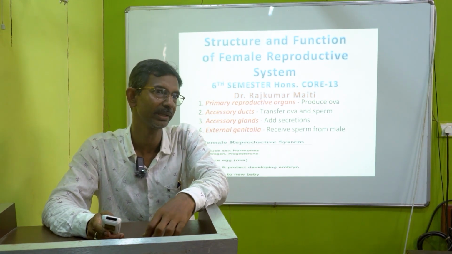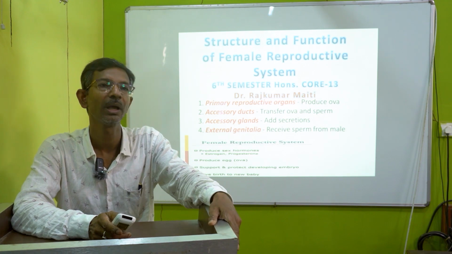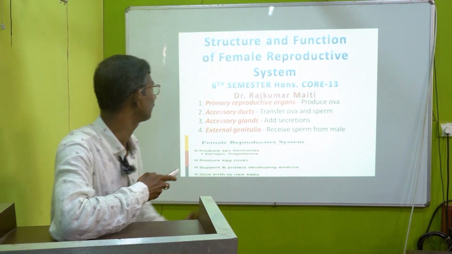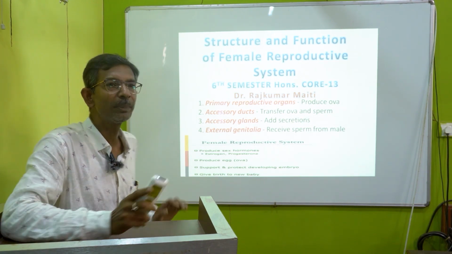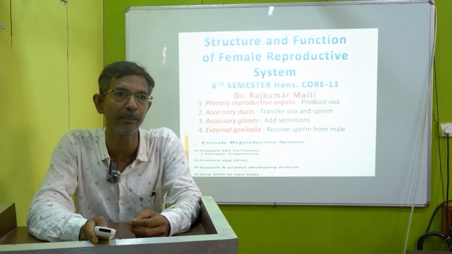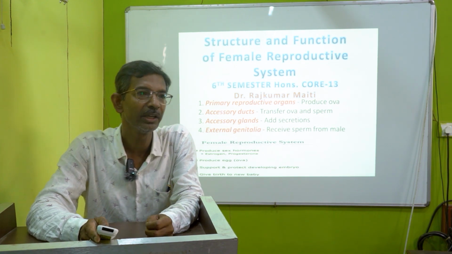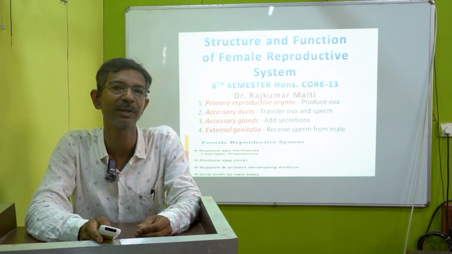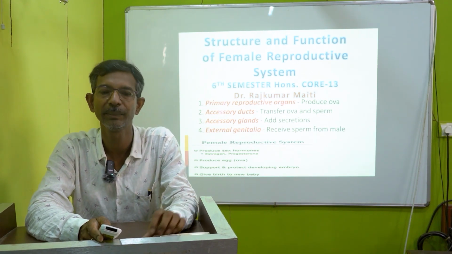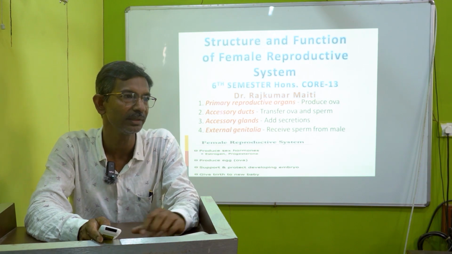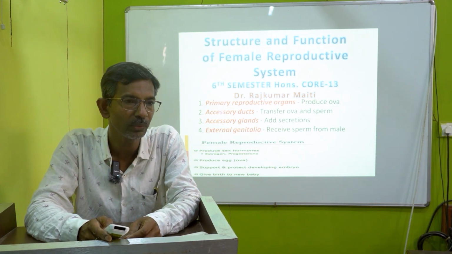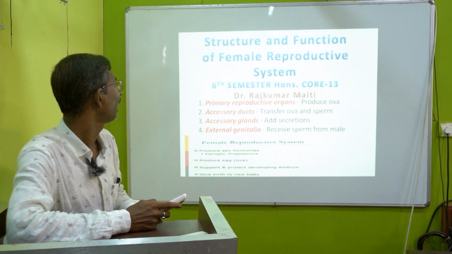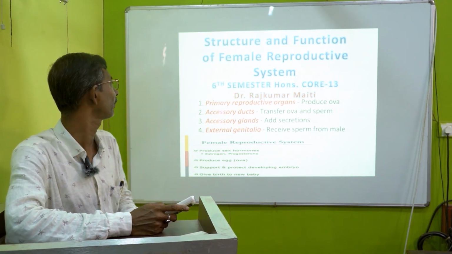Today, I would like to deliver my lecture topic, which is part of our course curriculum: the structure and function of the female reproductive system. We know the female reproductive system is more complicated than the male reproductive system. It produces female gametes, that is the ovum, and female sex hormones: estrogen, progesterone, and relaxin. It also maintains the embryo and nourishes the baby through the mammary gland. The female reproductive system has different parts.